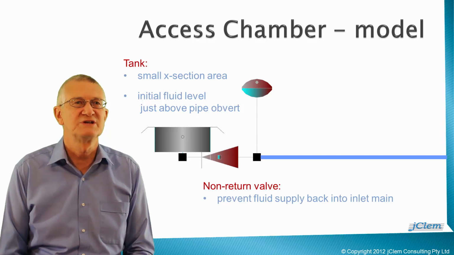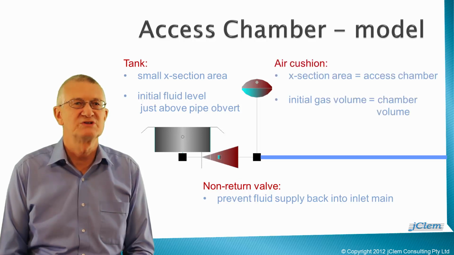2. A non-return valve, to ensure that any fluid stored in the chamber is not able to flow back into the pipeline during transient simulation. This device is there to ensure we analyse the worst, the conservative possibility.